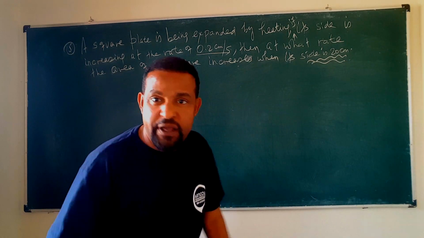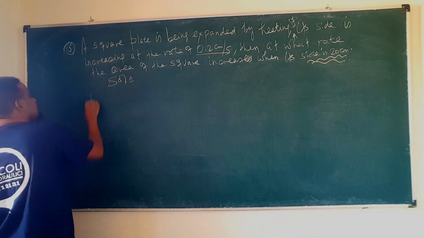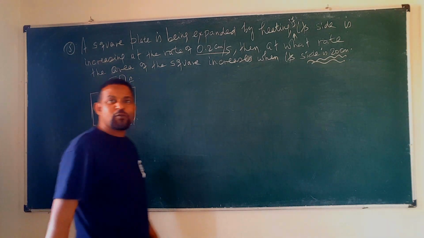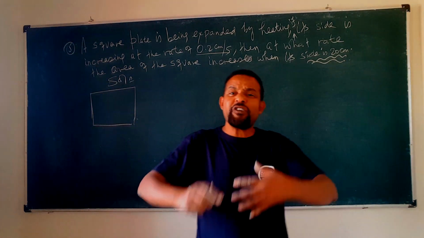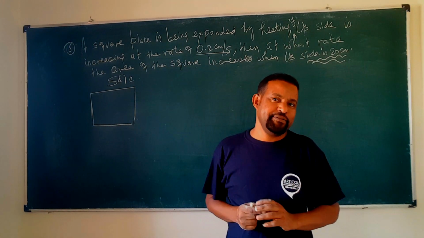There is a square plate, okay? Suppose the solution is here. There is a square plate, okay? You know that square is what? Square is a quadrilateral in which all of its sides and all of its angles are equal or congruent, okay?